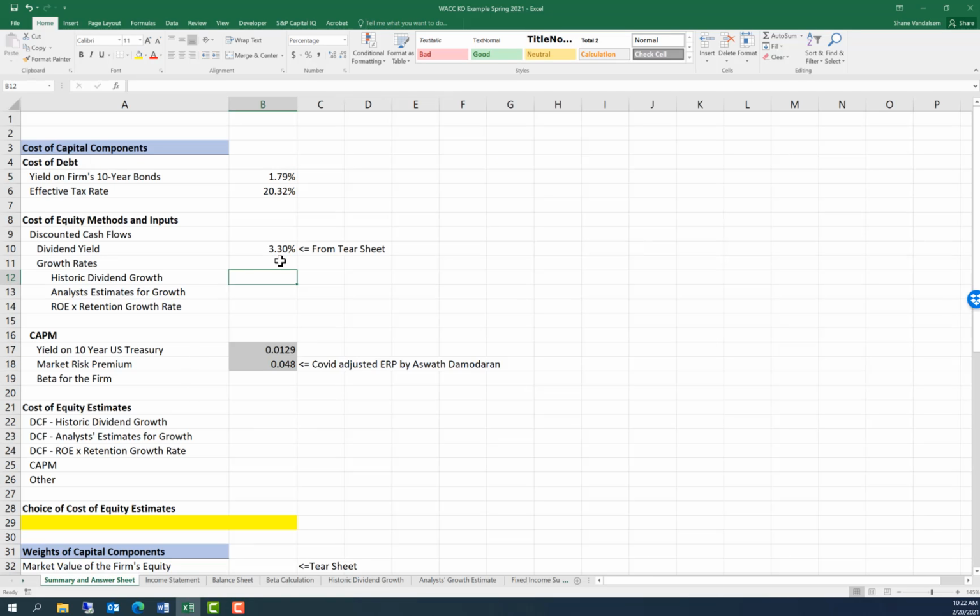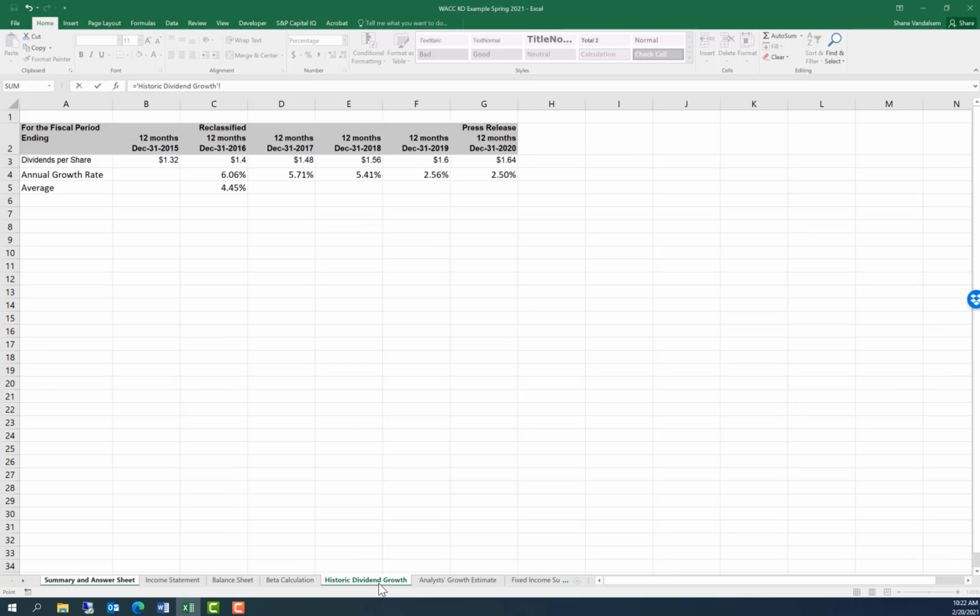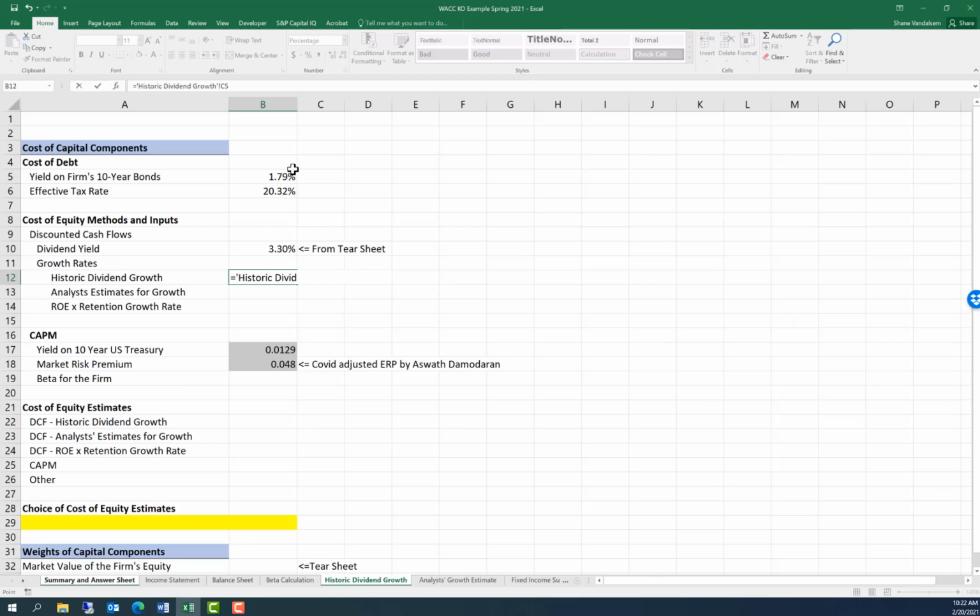The historical growth rate is equal to, and then I'm just going to pop back over to that page, historic dividend growth, and highlight that average.